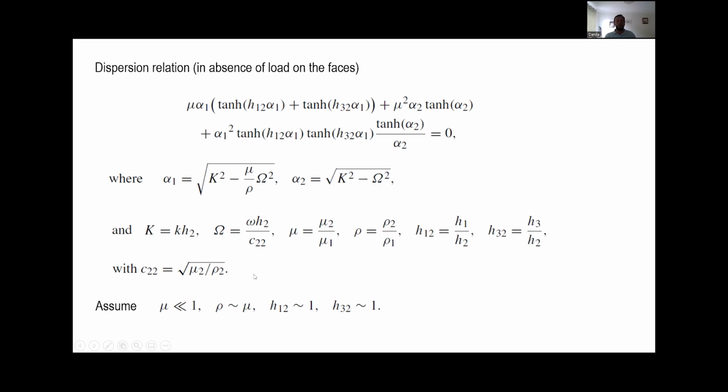core layer. Yeah. So let us assume that again mu is a small parameter, that rho is of the same order with mu, and the ratios of thicknesses are of order 1.